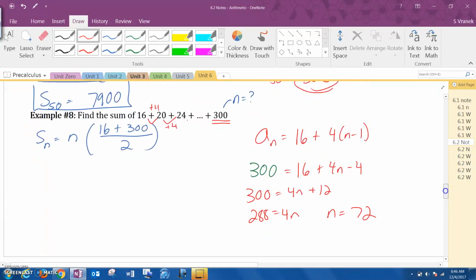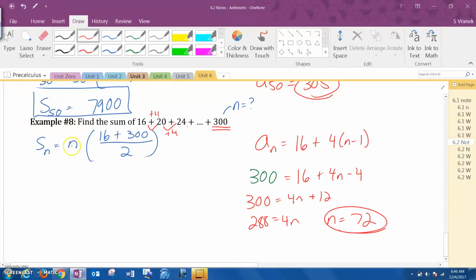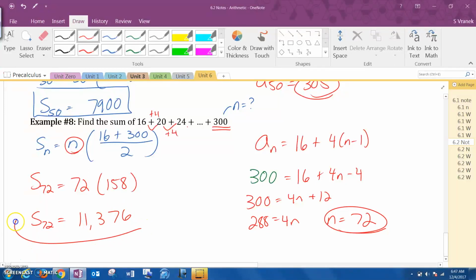So now I can take this number and sub it in over here. So S sub 72 is 72 times, and then that was 316 divided by 2. I believe the other one was 316 also. Yeah, it was. So now we have 158 again. So 72 times 158, and we get 11,376 if we add up all those terms.